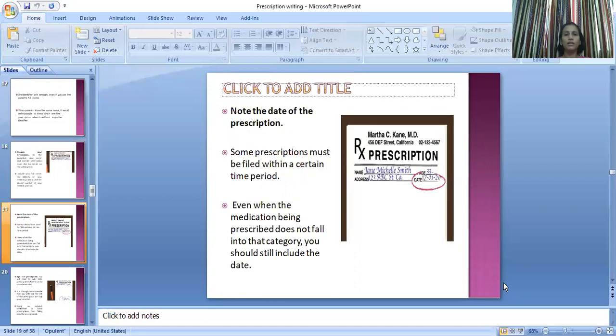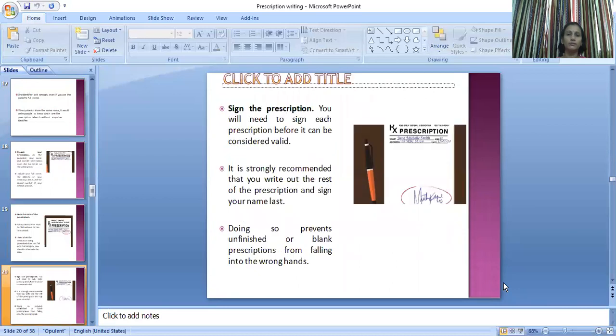Second, note the date of the prescription. Some prescriptions must be filled within a certain time period. Even when the medication being prescribed does not fall into this category, you should still include the date. Then sign the prescription. You will need to sign each prescription before it is considered to be valid.